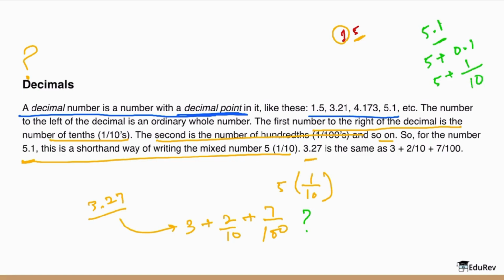So if I take it as 50 by 10 plus 1 by 10, it's going to be 51 by 10, and if I write this in mixed fraction form, it's going to be 5 and 1 by 10. Correct? So this is the way in which you need to write decimals, and this is what decimals basically are. You can do the conversions. It's simple mathematics, very simple. Okay, so moving forward, what do we have?